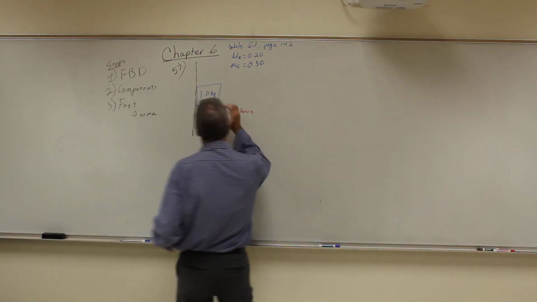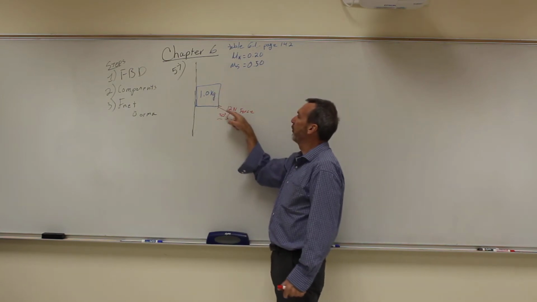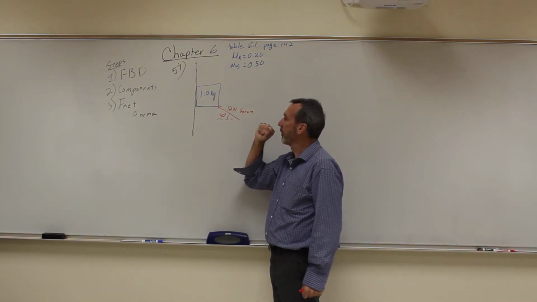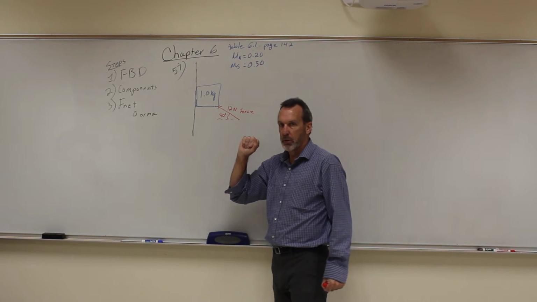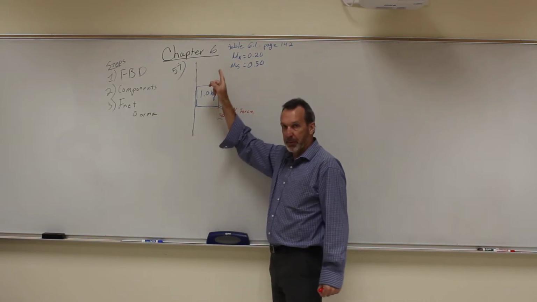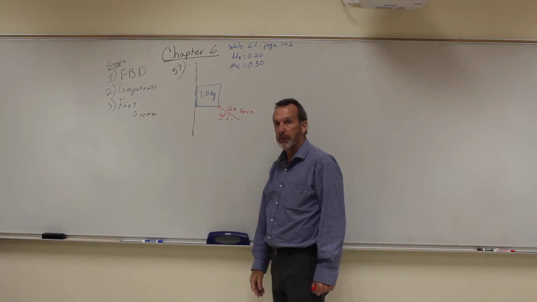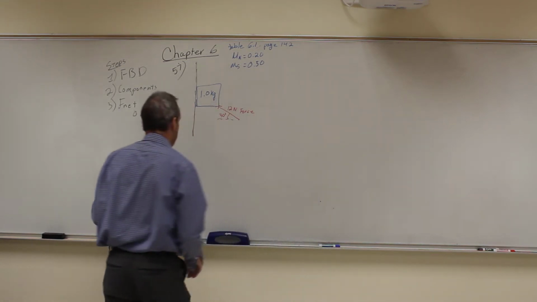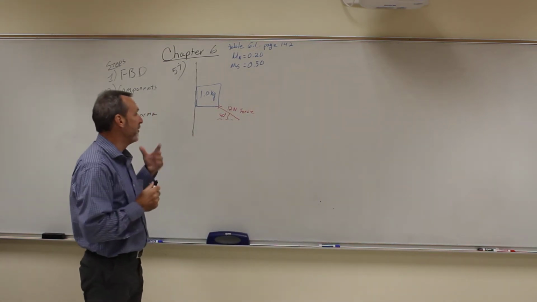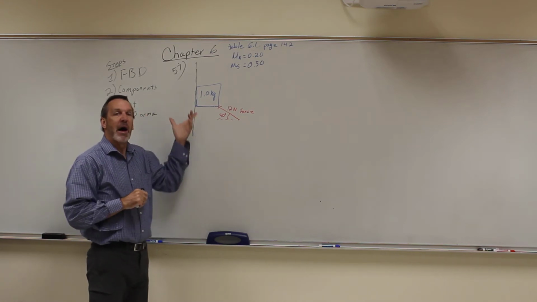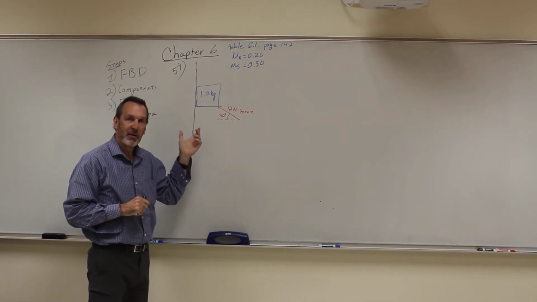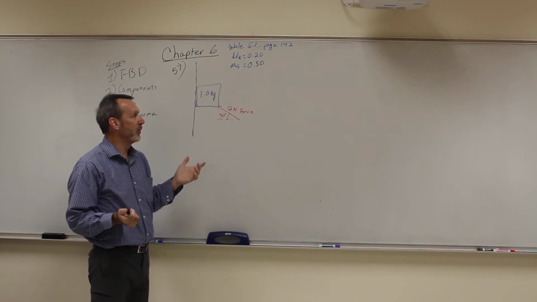Essentially, you're pushing on it right here. You're pushing on it with 12 newtons at an angle of 30 degrees. We want to know, is the block going to move up, down, or just stay fixed at that position? That's what we have to figure out. So what we really have to do is figure out how much force is in each direction, and that'll tell us what the outcome is going to be.